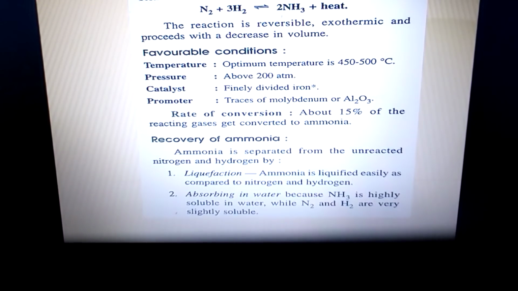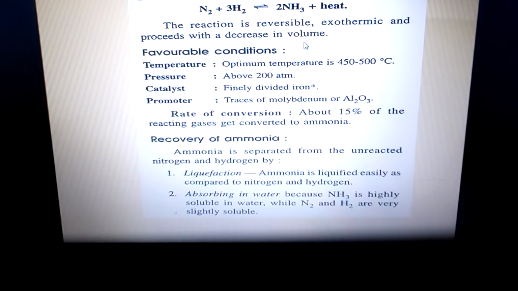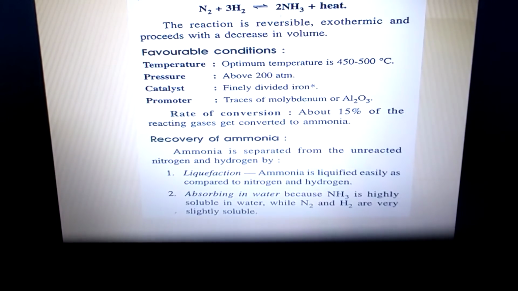Now, what are the favorable conditions? That means, if you want to get the best output by Haber's process, what are the favorable conditions required? The first favorable condition required is temperature. Temperature should not go beyond 500 degrees Celsius.